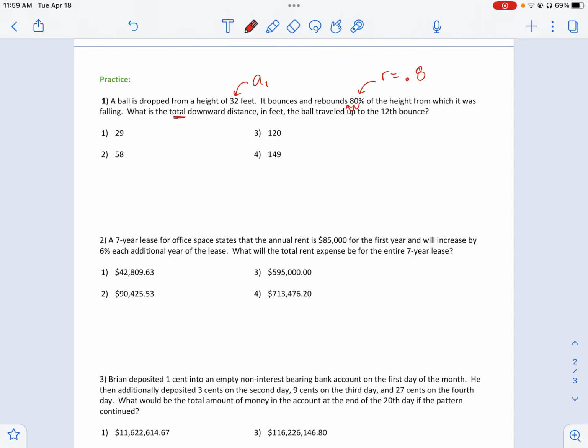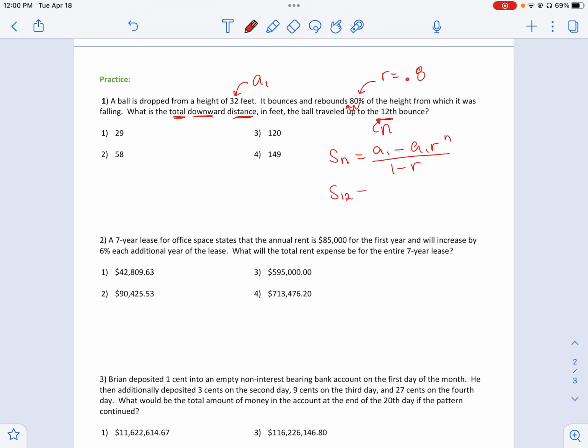And what is the total downward distance? So that would be your hint that we're using the series formula. Total downward distance in feet that the ball traveled up to the 12th bounce. Interesting. Again, I have my n is 12. N is not always 12, even though it seems like that right now. When I plug it into the series formula, I'll copy it again so that I could use it to plug into.